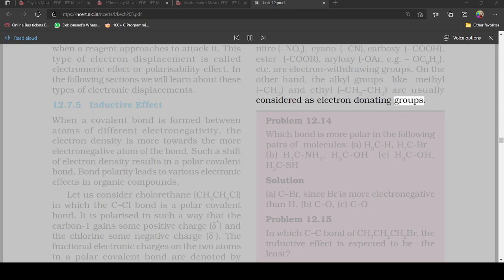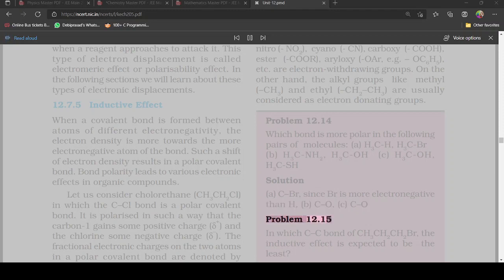Problem 12.14. Which bond is more polar in the following pairs of molecules? A. H3C-H, H3C-Br; B. H3C-NH2, H3C-OH; C. H3C-OH, H3C-SH. Solution: A. C-Br, since Br is more electronegative than H; B. C-O; C. C-O.